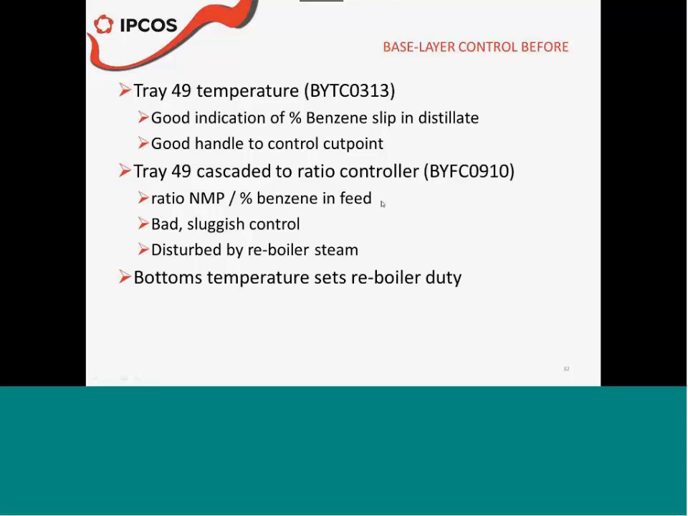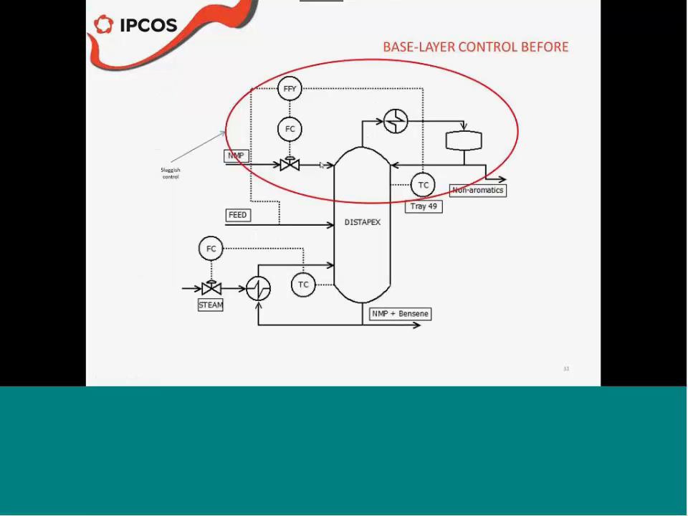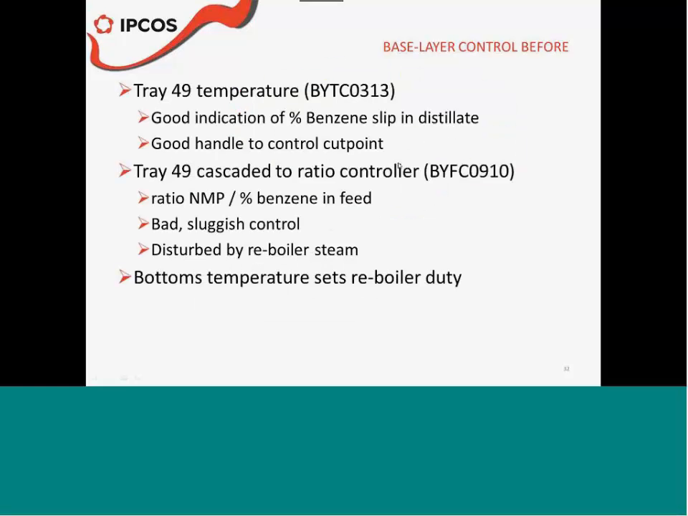The problem was that although this temperature here, the tray 49 temperature, is actually a very good indication of the benzene slip in the top distillate, the ratio controller was actually not that good of a handle to keep that temperature under control. That led to very poor, sluggish control, and a lot of interaction was seen with the reboiler steam.